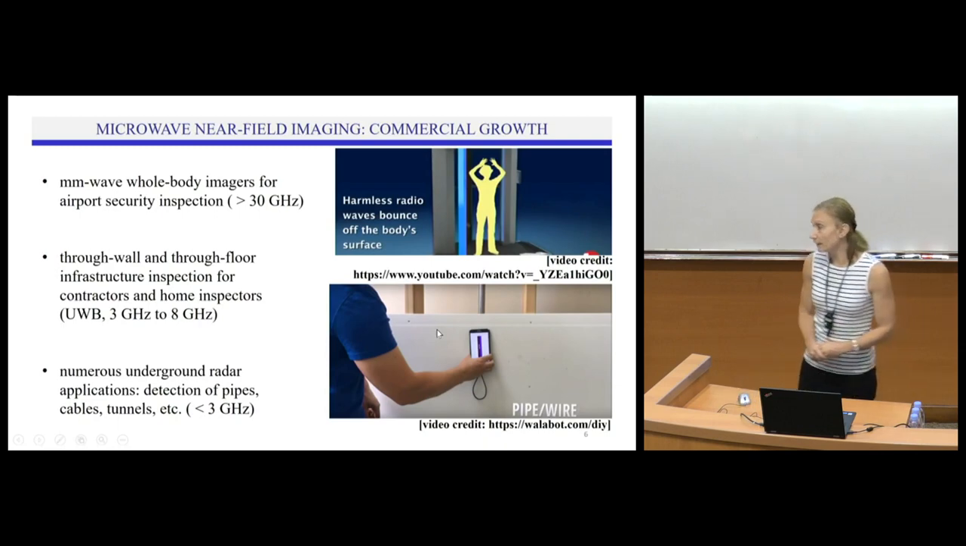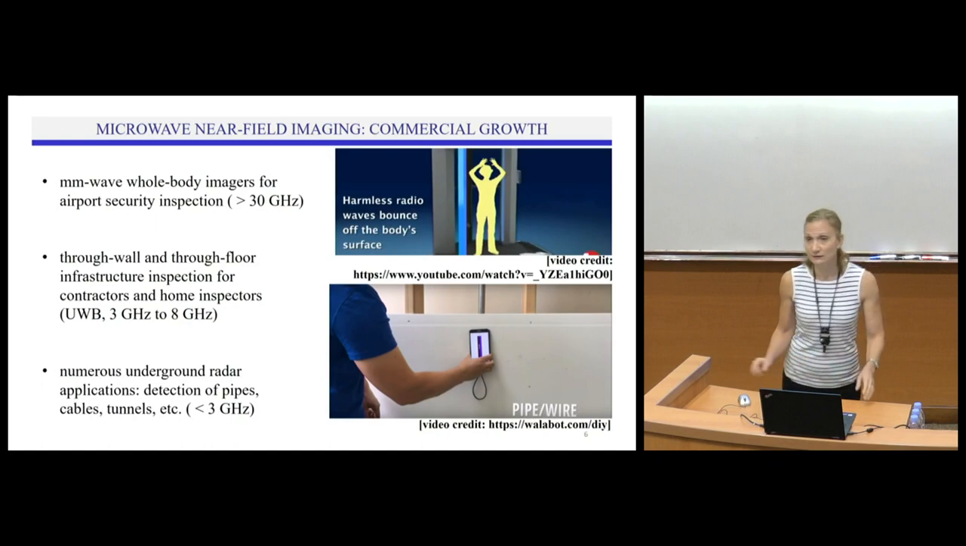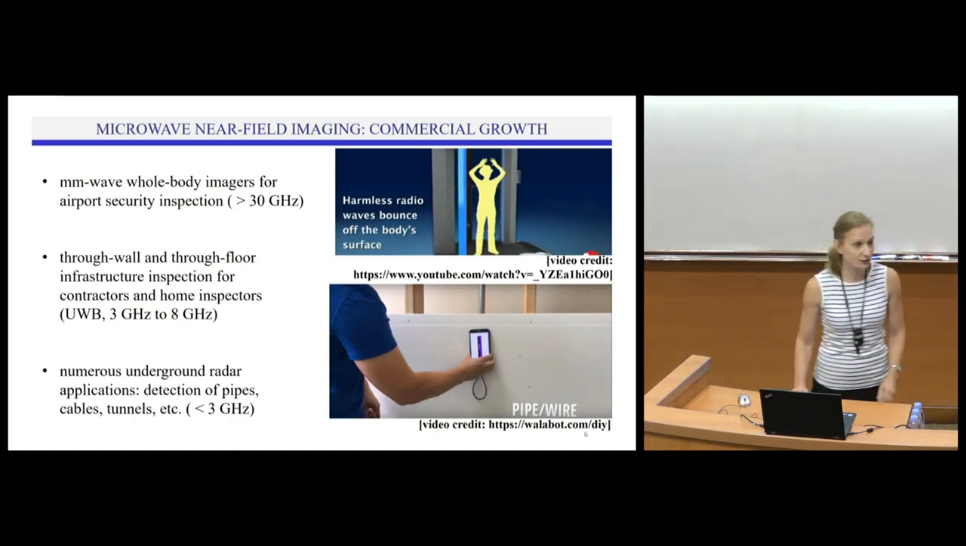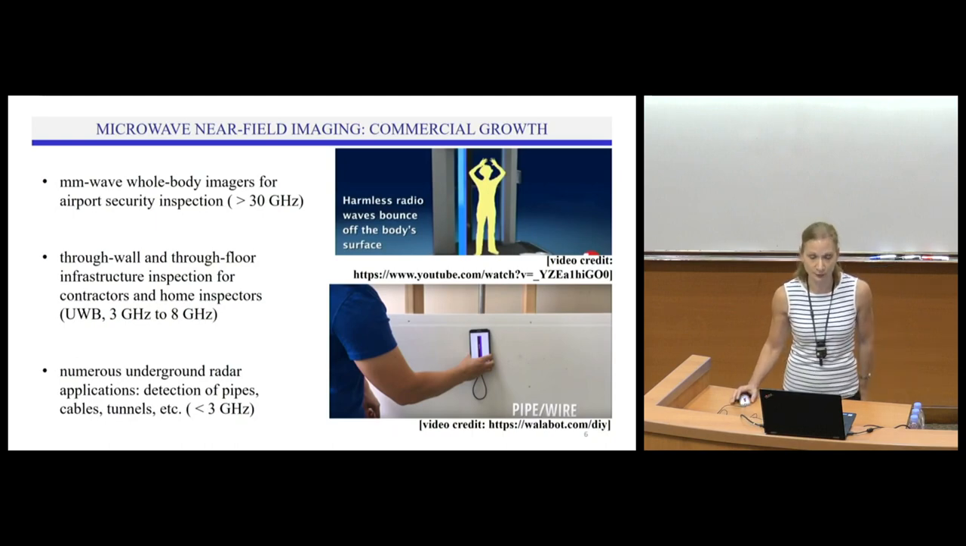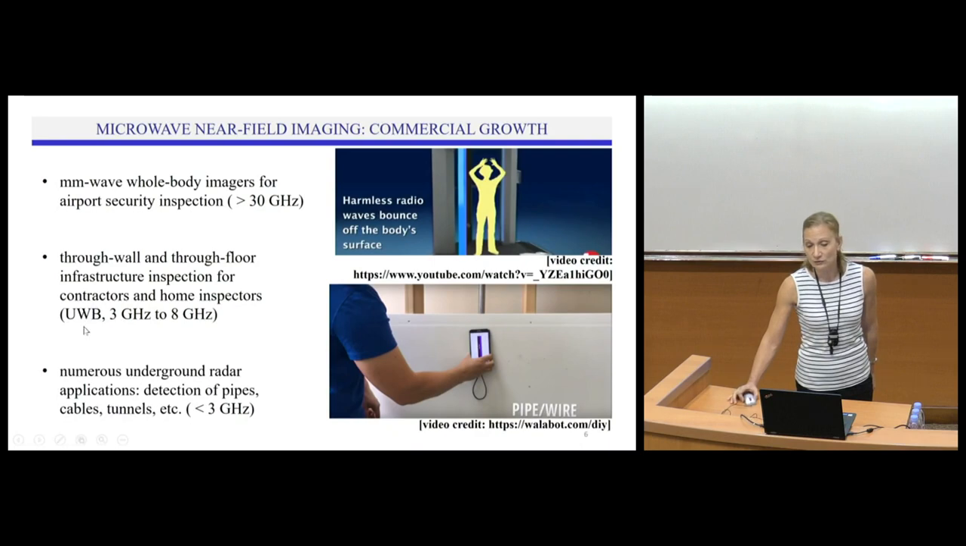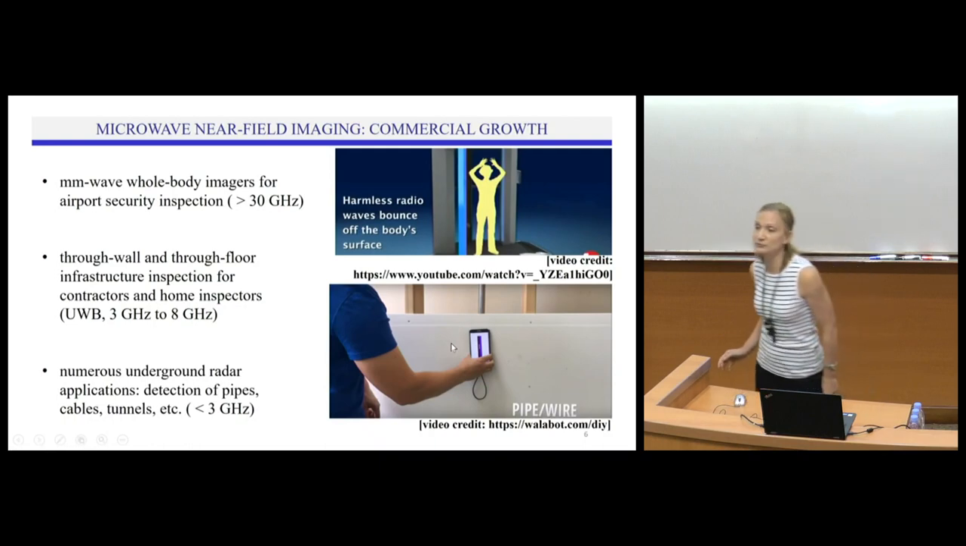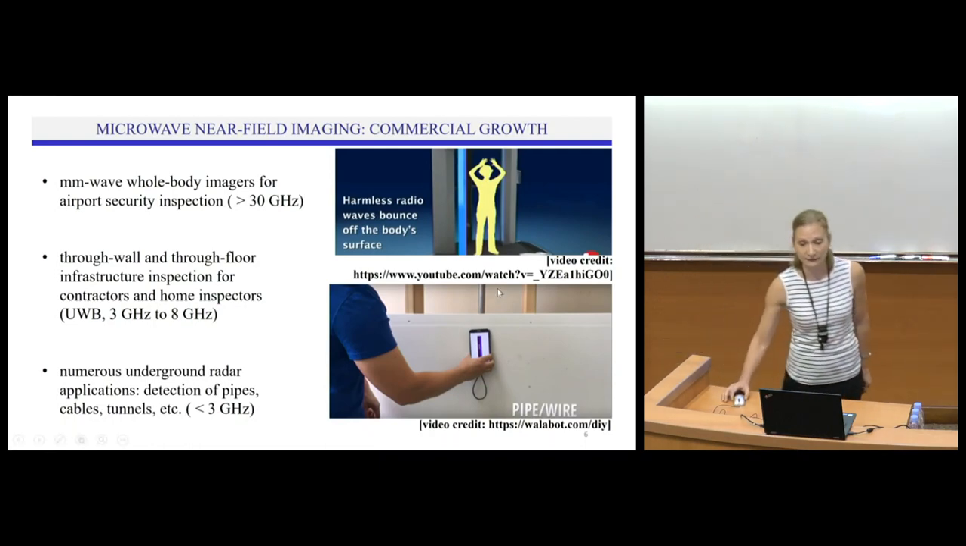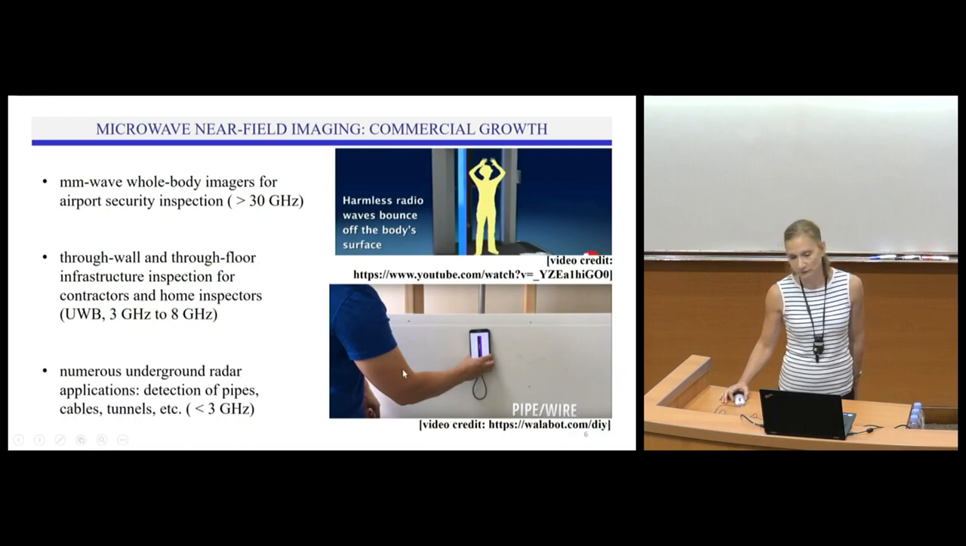And let me just mention that in the last 5 or 6 years, we have seen really an explosion of commercial applications of near-field, real-time microwave imaging. Of course, in addition to the whole body scanners, the millimeter wave technology, we also now are seeing through-the-wall and through-the-floor devices, such as the one shown here, made by a company in Israel, which uses ultra-wideband frequencies, 3 to 8 gigahertz, where with a handheld device that even snaps to your cell phone, you can discover things like pipes and studs behind drywalls, and even under cement floors, certainly under wooden floors.